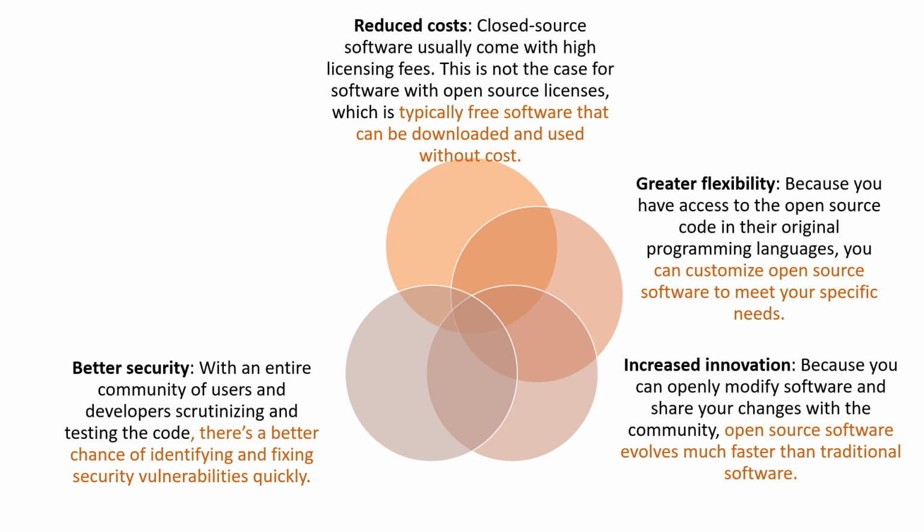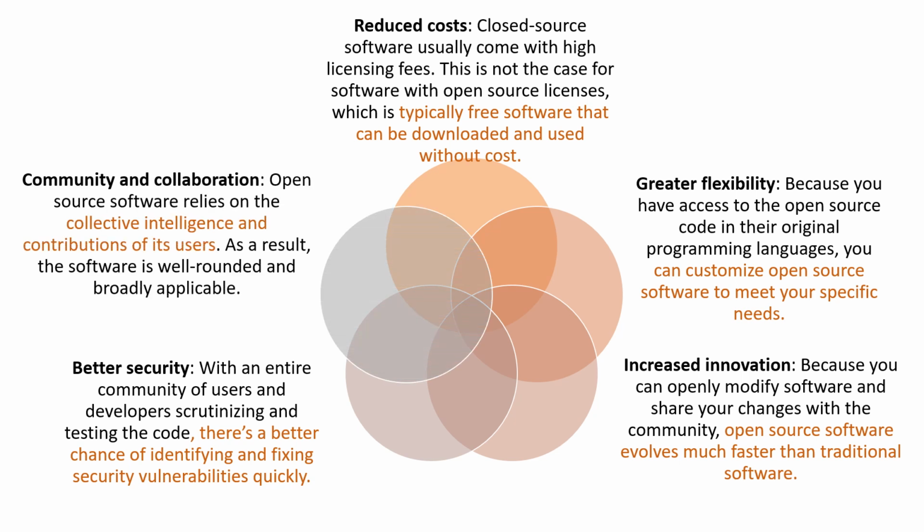Next, it provides better security. With an entire community of users and developers scrutinizing and testing the code, there will definitely be a better chance of finding and fixing security vulnerabilities quickly. Next is community and collaboration. Open source software relies on the collective intelligence and contributions of its users. As a result, the software is well-rounded and broadly applicable. So these are the main benefits of open source software.